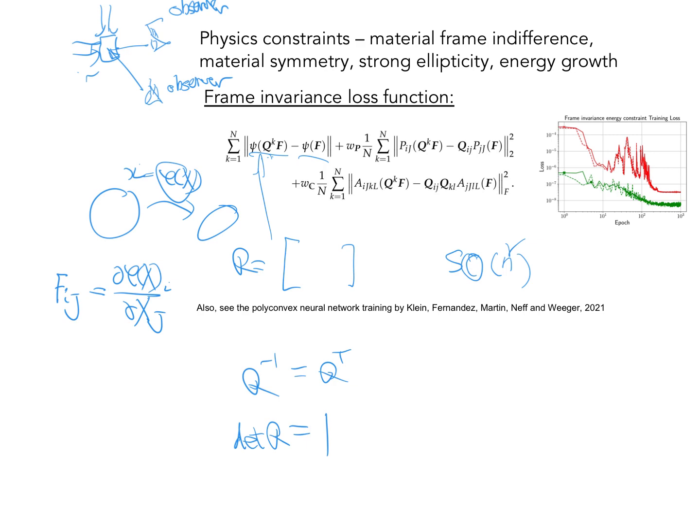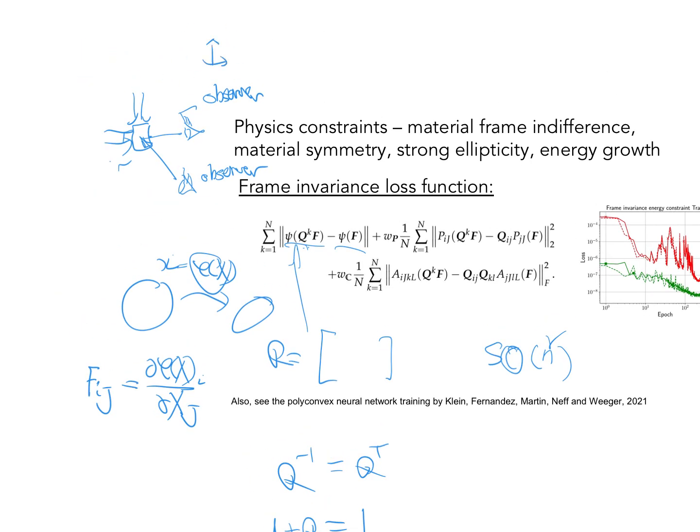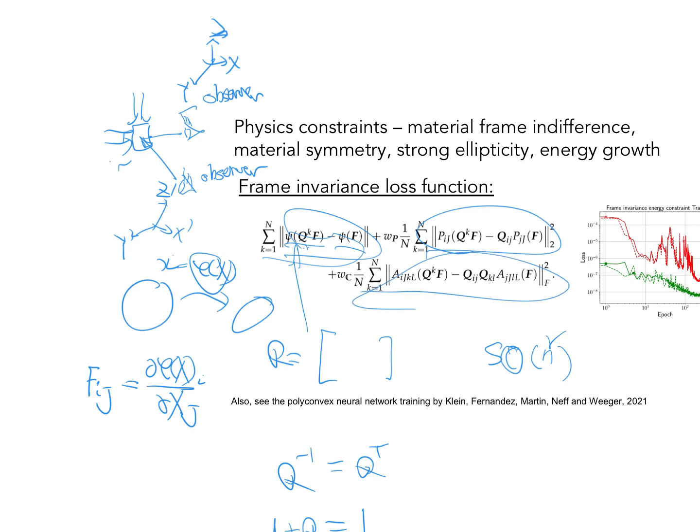So what I mean is that for observer 1, I will have x, y, and z. For observer 2, I will have another x, y, and z, but I would add that additional term into the loss function to ensure that if I rotate my head, I will get the same amount of energy for the predictions, and the same stress, and the same tangent. This is called the frame invariance loss function that you can add to ensure the correctness.